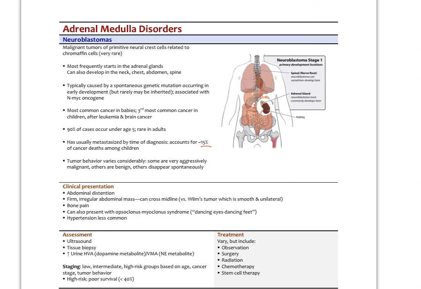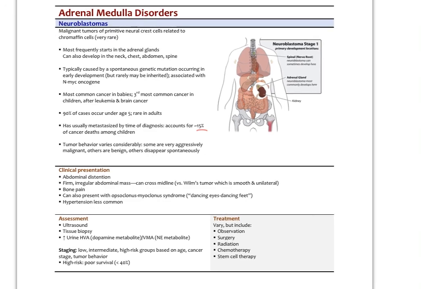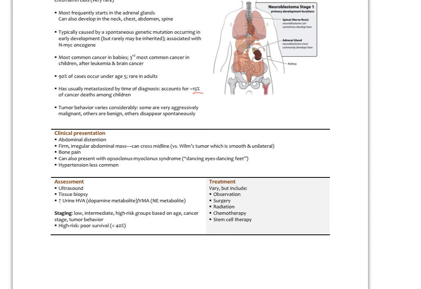So the typical presentation would be abdominal distension in a neonate, a firm, irregular abdominal mass that can actually cross the midline, versus what's called the Wilms tumor, which is smooth and unilateral. They can have bone pain and also present with what's called opsoclonus myoclonus syndrome, dancing eyes, dancing feet. And this has to do partly with the excess catecholamines that can be secreted here. Hypertension, though, is going to be less common than in a pheochromocytoma.